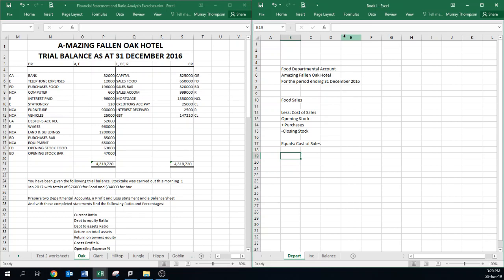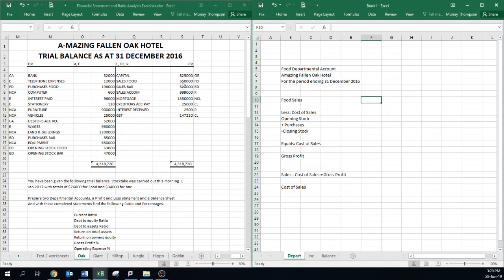Right, and when we finally come down to it, food sales minus cost of sales equals gross profit. So there's actually two formulas here. I'll just put this one down here. Sales minus cost of sales equals gross profit. And then you've got the other formula for cost of sales. Okay, that's the two formulas that we will be using.